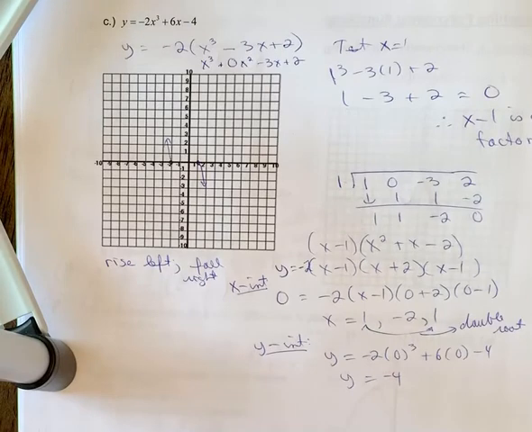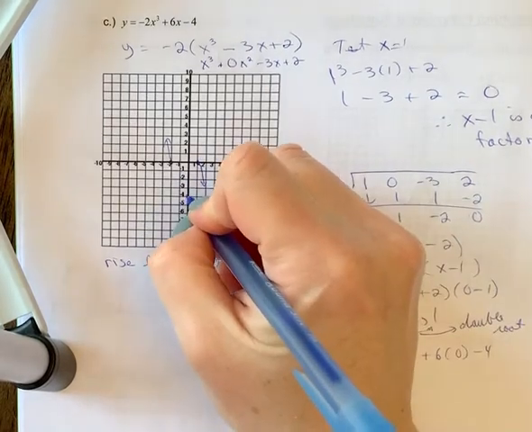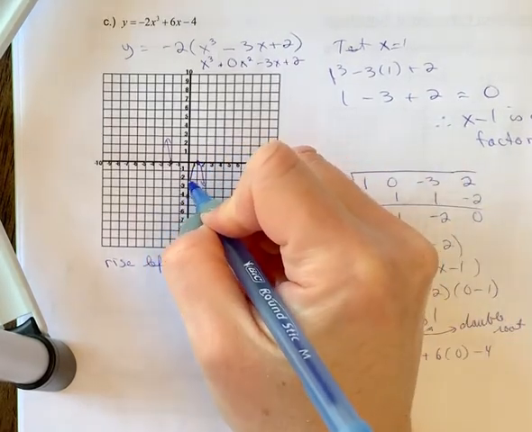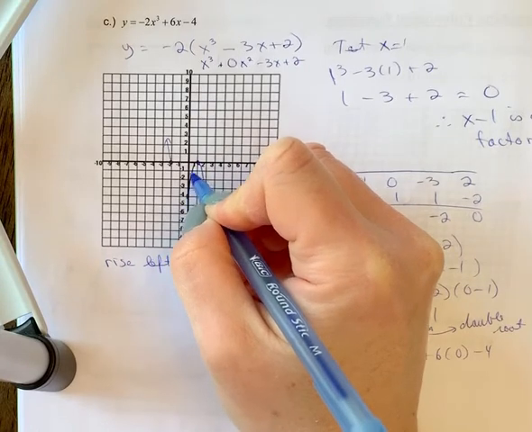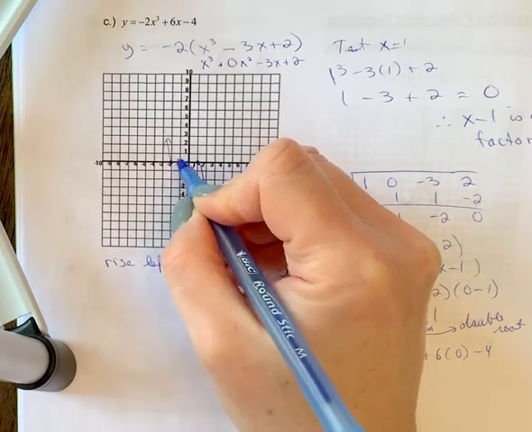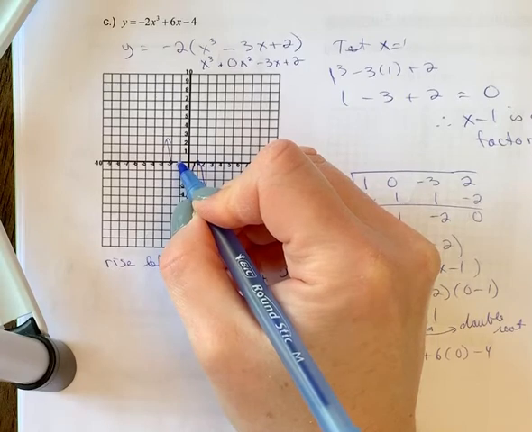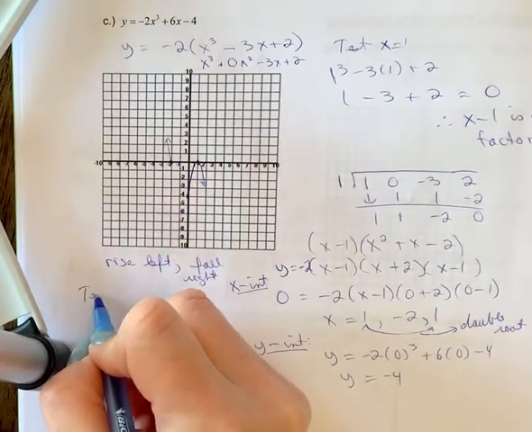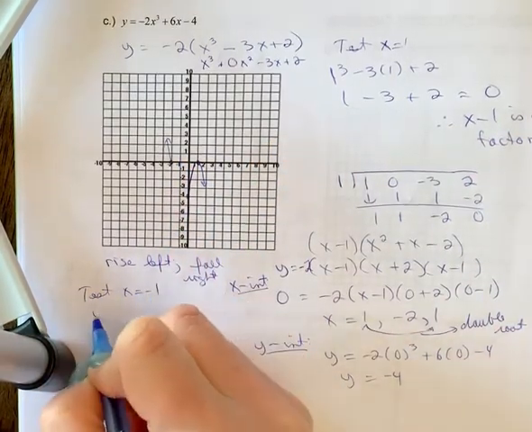I want my y-intercept in there. Y-intercept is -4. This makes sense because this has to bounce. It's going to connect there. And again, as a quick sketch, I could just connect this. I like to be a little more accurate, so I'm going to test x equals -1 because that's easy enough to do. So test x equals -1.